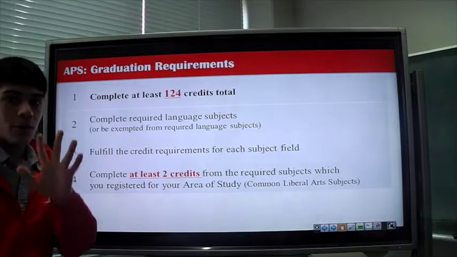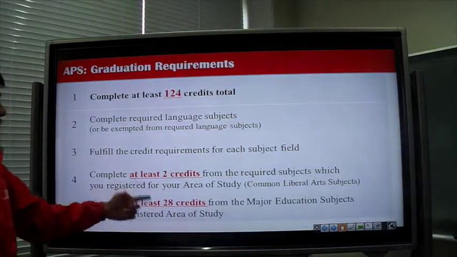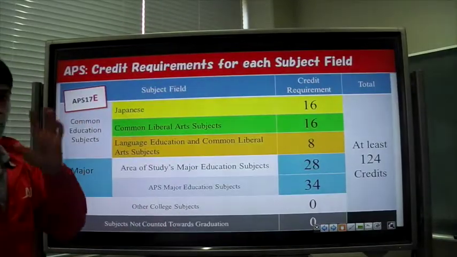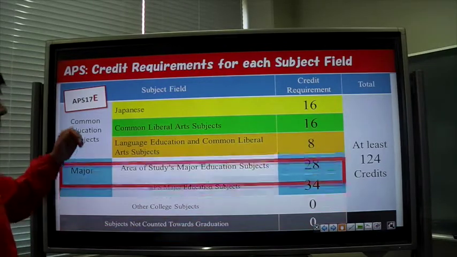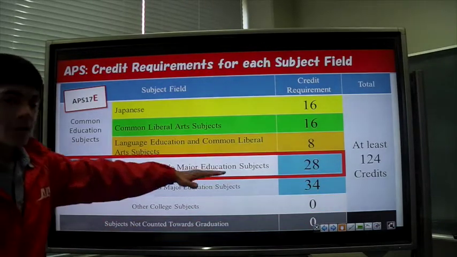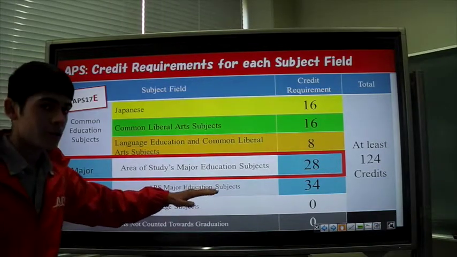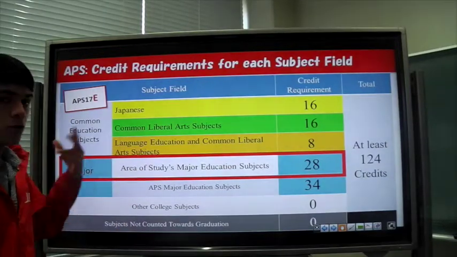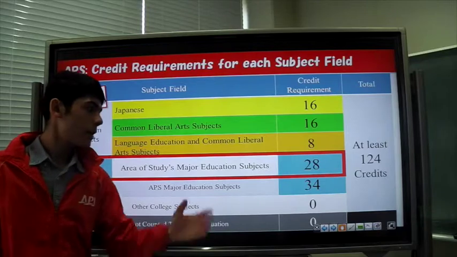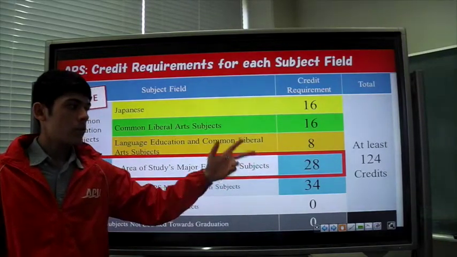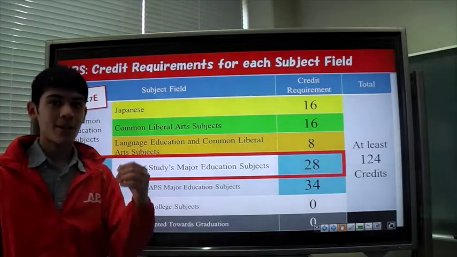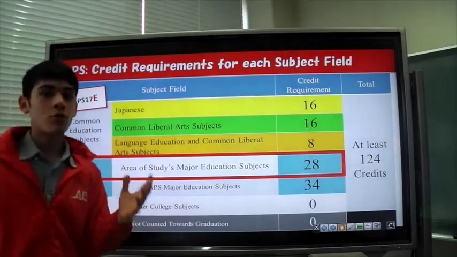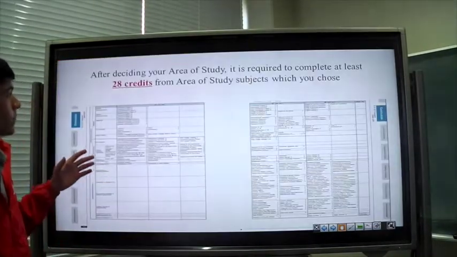So we will come back to the fifth, last requirement, which is to complete at least 28 credits. As I explained, after you choose your area of study, your APS majors will be divided into two groups: area of study major education subjects and APS major education subjects, 28 and 34. Two groups, but total 62. So after you decide your area of study, 28 credits must be completed for your graduation. This is our fifth requirement.